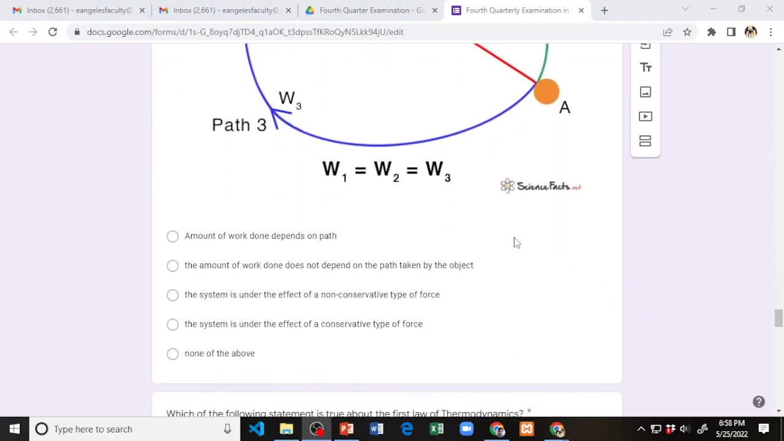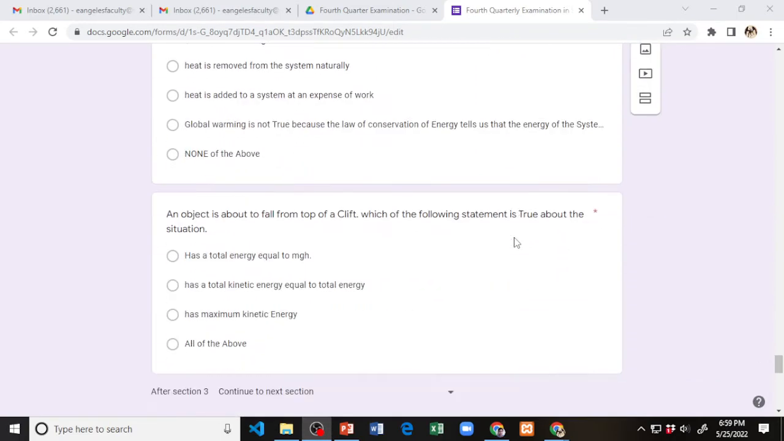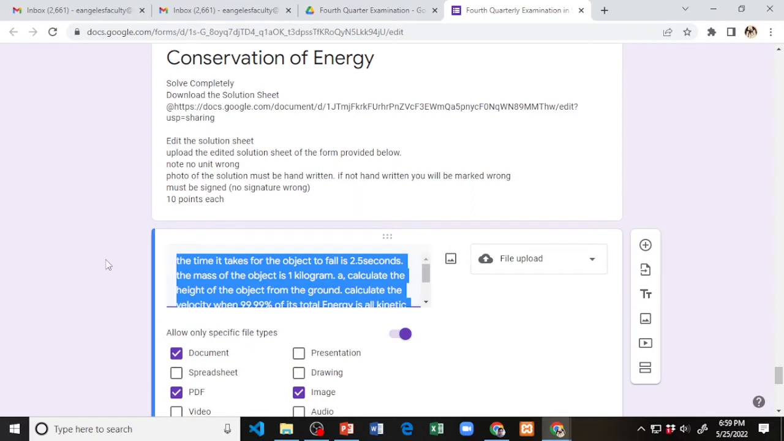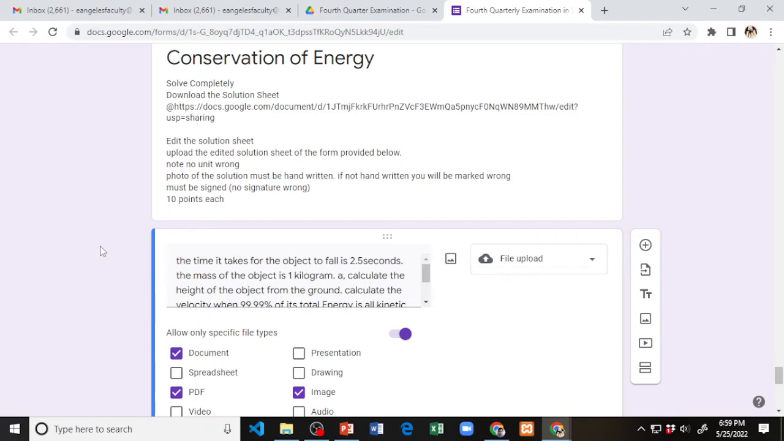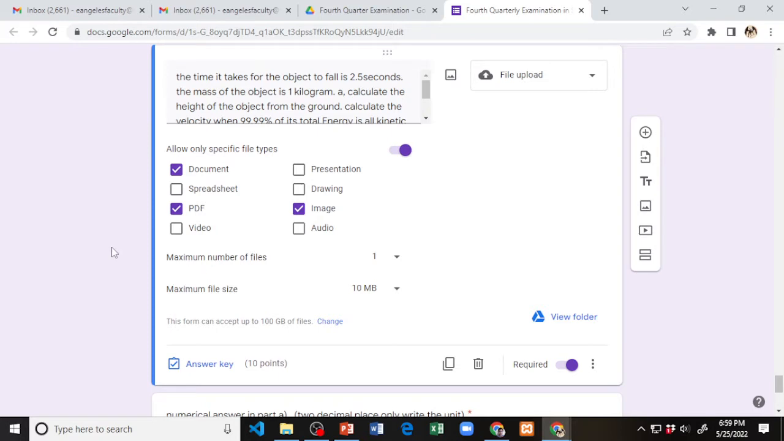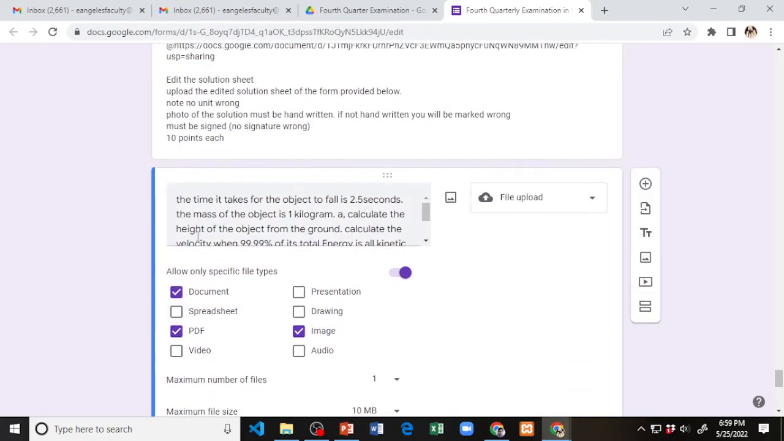Today in this video we are gonna solve some problems about conservation of energy. So this is the problem that I asked my students to solve for them to be able to pass the fourth quarter. Okay. So they're allowed to submit their solutions in a document format, PDF format, or image. So this is just worth 10 points, and the problem goes like this.